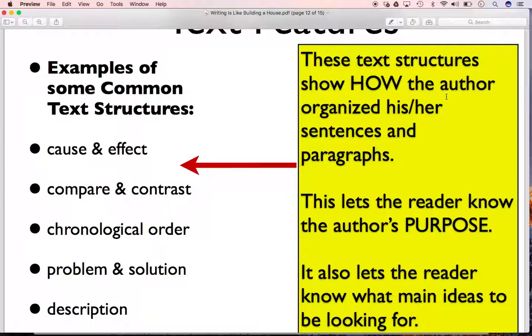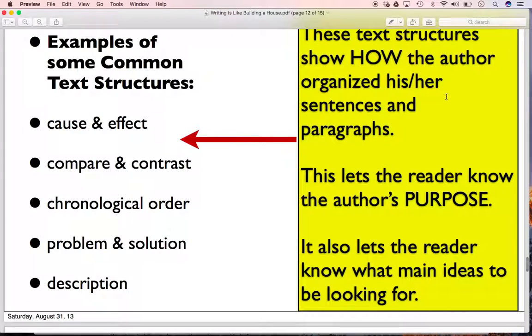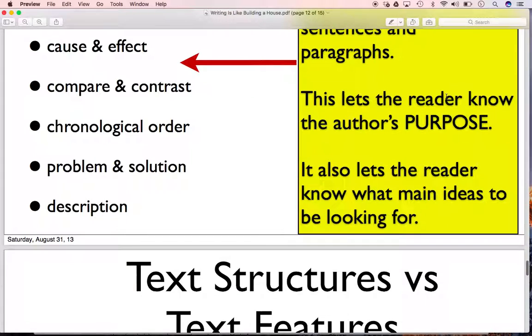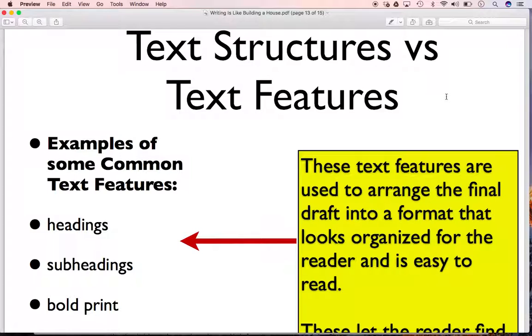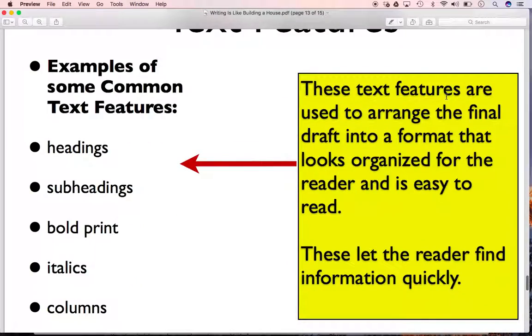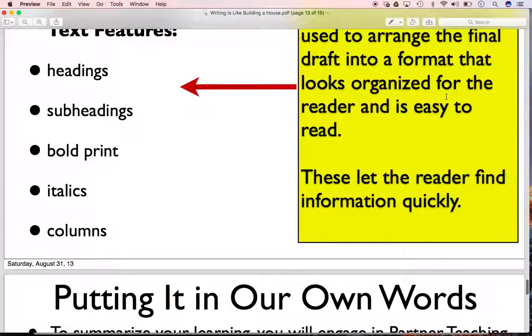The text structures show how the author organized sentences and paragraphs. And this lets the reader know the author's purpose. It also lets the reader know what main ideas to be looking for. Then you have text structures versus text features. The text features are used to arrange the final draft into a format that looks organized for the reader and is easy to read. And these let the reader find information quickly.